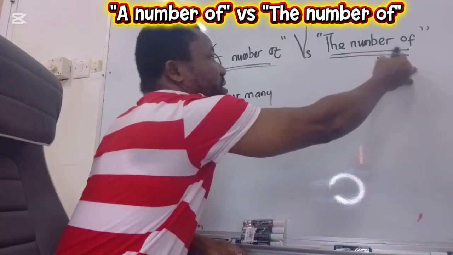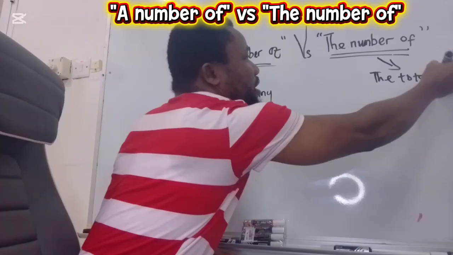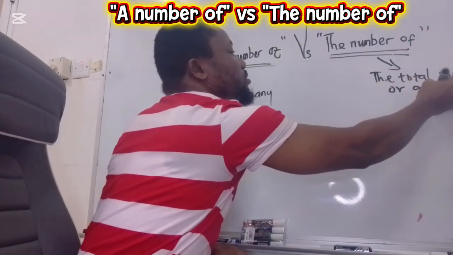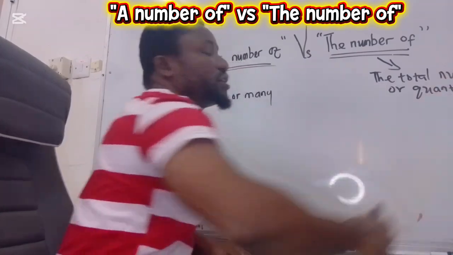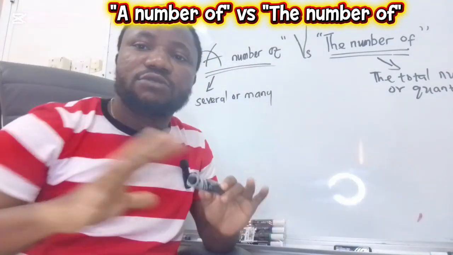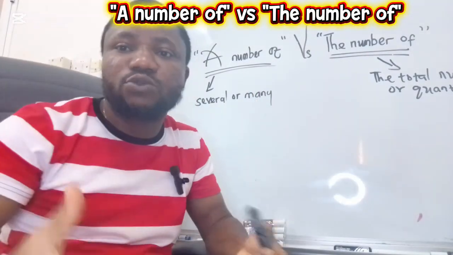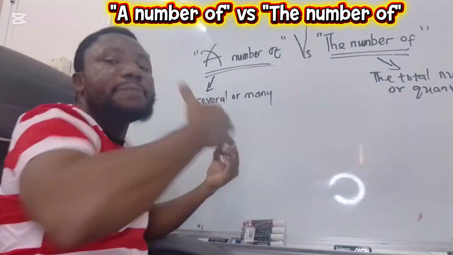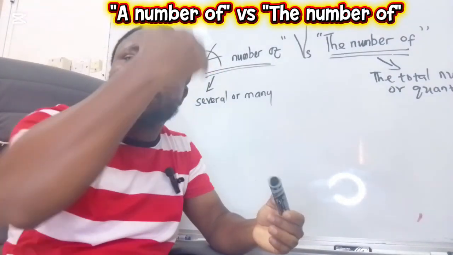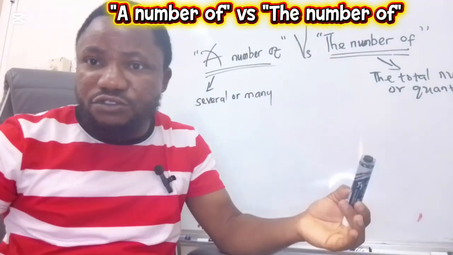And here, what this means is the total number or quantity of something. When I say "the number of" something, what I'm trying to say is the total number or quantity of the thing I'm talking about. Right here, you're talking about many things, several things. Here, you're talking about just a number, a figure, the rounded figure of something.